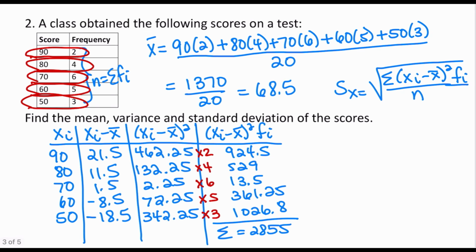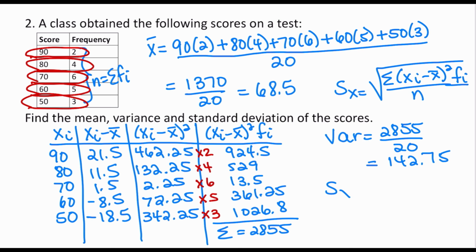So the variance is going to equal this sum, 2855, divided by the total. And remember, the total, you can't just go, oh, there's 1, 2, 3, 4, 5 numbers. No, no, no. The total is going to be the sum of the frequencies, which we had already said is 20. So you're going to take that and you're going to divide 2855 by 20. And that's going to give you 142.75. So that's your variance.